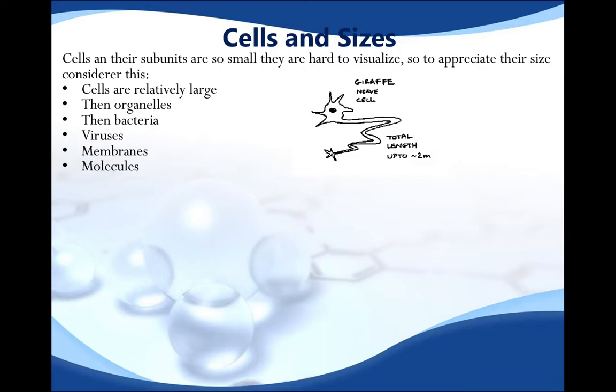So what we're talking about with cells and sizes is that cells in themselves are relatively large to start off with, and then as we go smaller we have their organelles, then there's bacteria. Smaller than bacteria are viruses, then we have membranes such as a nuclear membrane, and then smallest of all we have molecules.